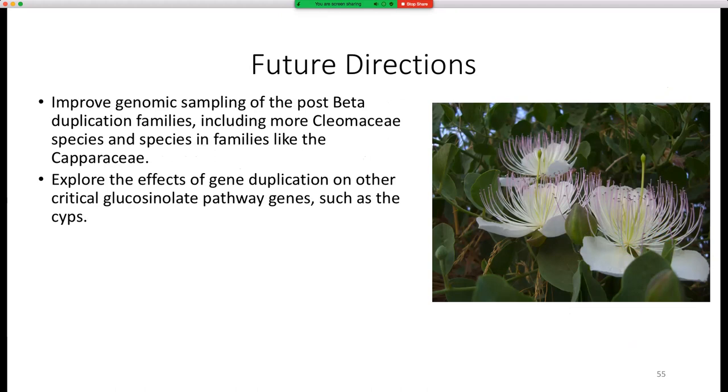So in future directions, we'd love to increase the genomic sampling in families like the Cleomaceae, but also in other post-beta families like the Capparaceae and some others, so more genomes, and then explore the effects of gene duplication on other critical glucosinolate pathway genes, such as cytochromes, which were looked at in the Edger paper, but just to explore them a little deeper.